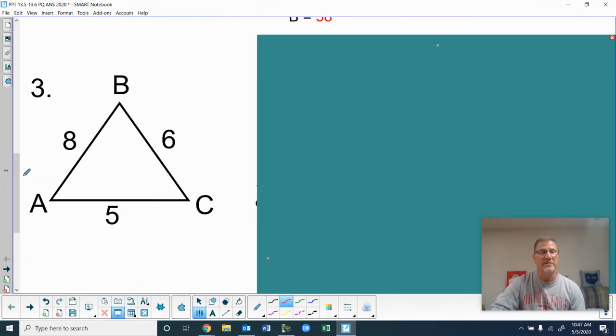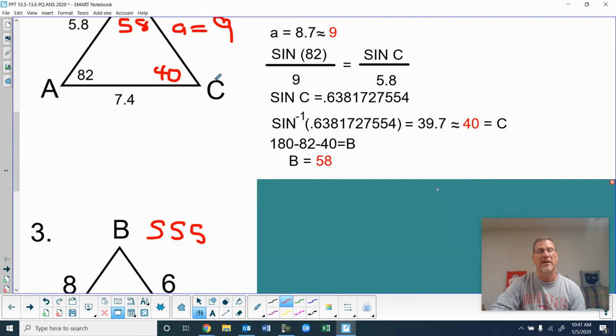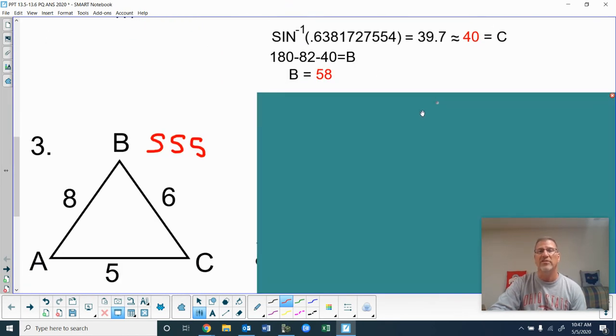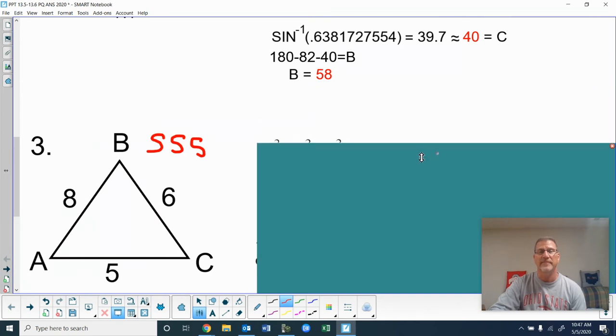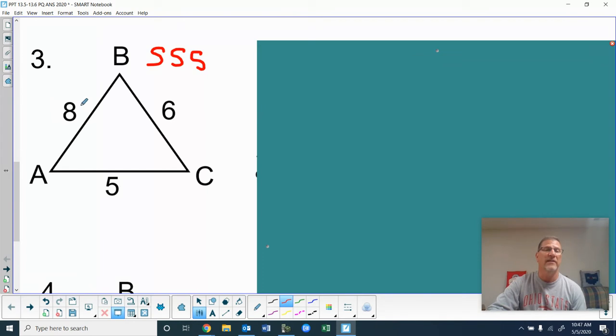This time we have 3 sides. This is that side situation. This is the other way we have to use the law of cosines. So number 2, side angle side, and number 3, side side side. When you have those two situations, you have to use the law of cosines. So when you have the sides, you find the largest angle first. So that would be angle C.